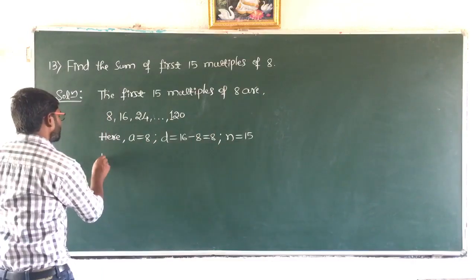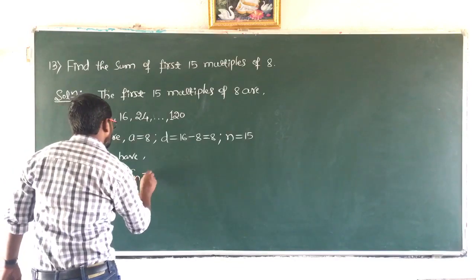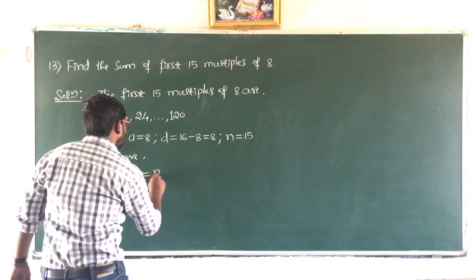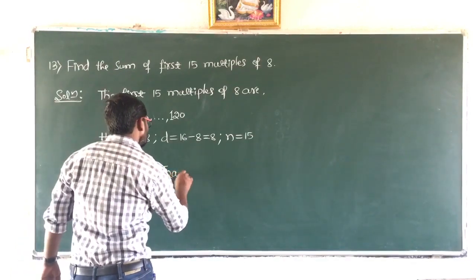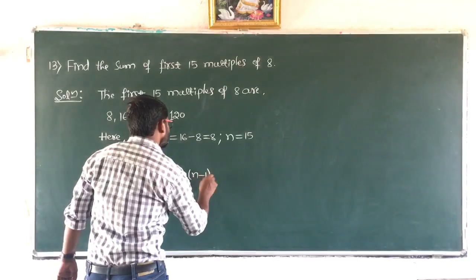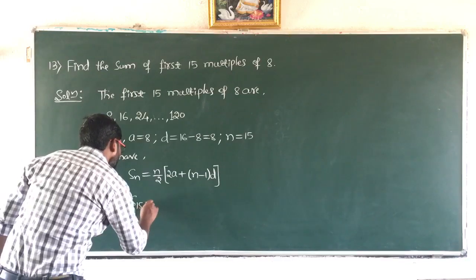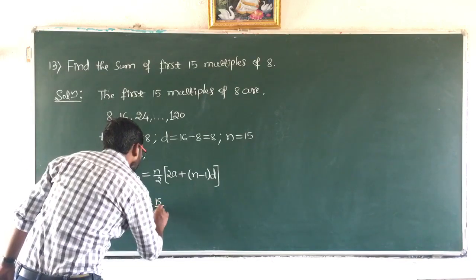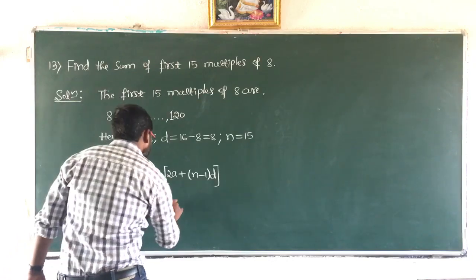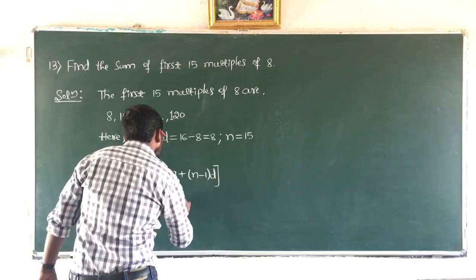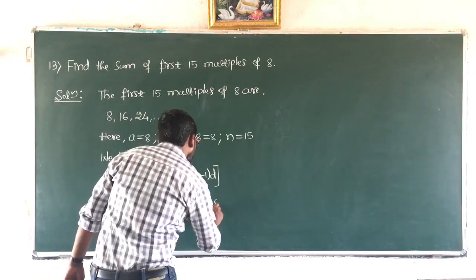Now we have to make use of the Sn formula. We have Sn which is equal to n by 2 times 2a plus n minus 1 into d. So now see here, S15 is equal to 15 divided by 2 inside the bracket. So 2a, 2 into 8, plus 15 minus 1 into d, and d is 8.